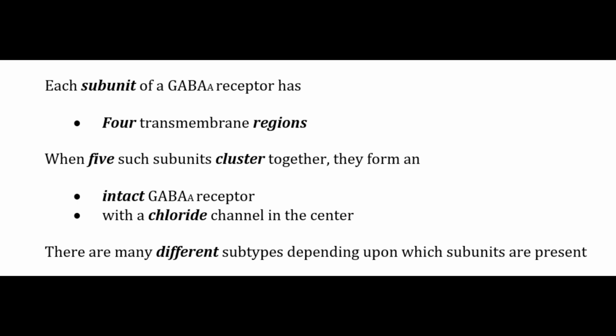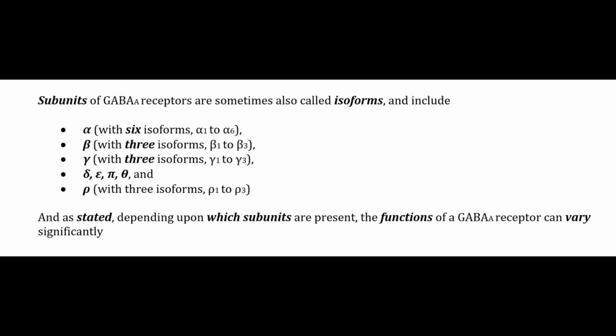GABA-A receptor subtypes. Each subunit of GABA-A receptor has 4 transmembrane regions. When 5 such subunits cluster together, they form an intact GABA-A receptor with a chloride channel in the center. There are many different subtypes depending upon which subunits are present. Subunits of GABA-A receptors are sometimes also called isoforms and include alpha, beta, gamma, delta, epsilon, pi, theta, and rho. And as stated, depending upon which subunits are present, the function of GABA-A receptor can vary significantly.